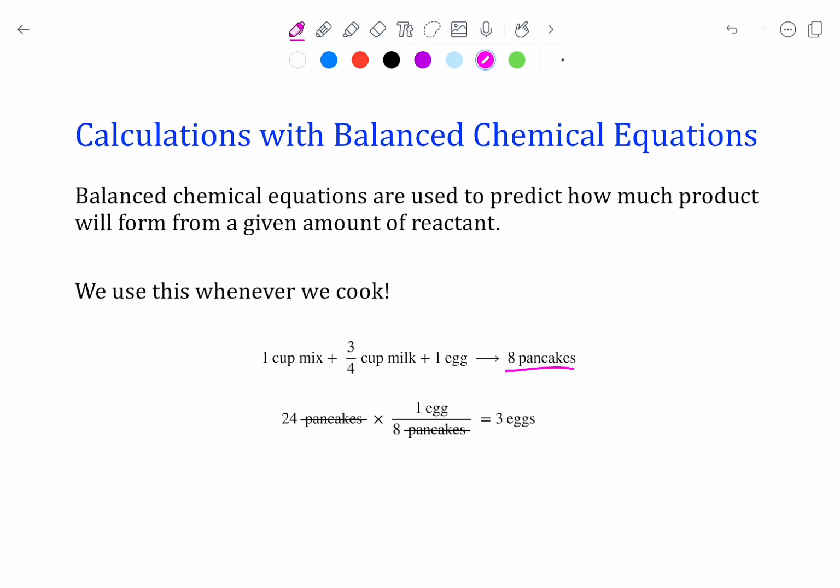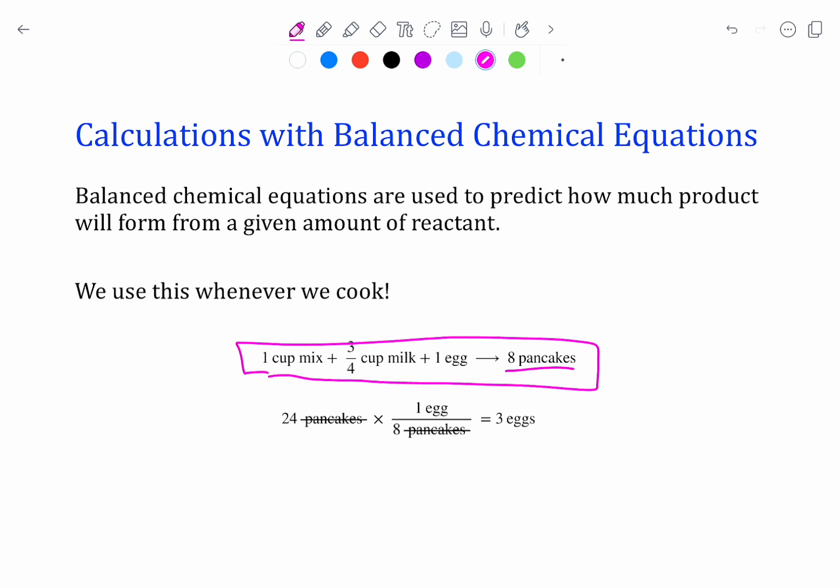But let's say I wanted to make more pancakes for me and my friends. Well, how many pancakes should I make total? 24 total, great. How many eggs would I need to make that amount of pancakes? Well, I would need 3 eggs, because 1 egg is for 8 pancakes, so 24 pancakes would require 3 eggs.